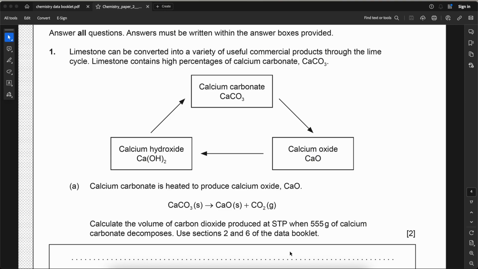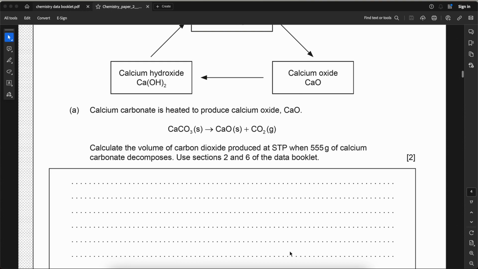Calculate the volume of carbon dioxide produced at STP when 555 grams of calcium carbonate decompose. Because the mass of calcium carbonate is known, we can directly find the mole of calcium carbonate: mass divided by Mr, which is 555 divided by the molar mass of CaCO3, 100.09. You will get 5.55 mole.